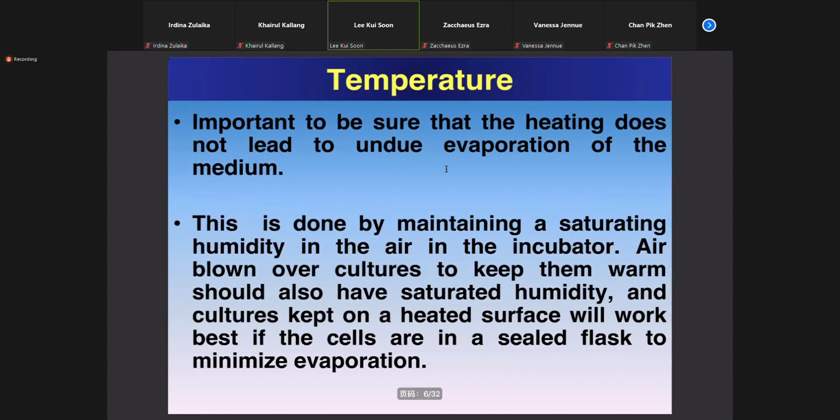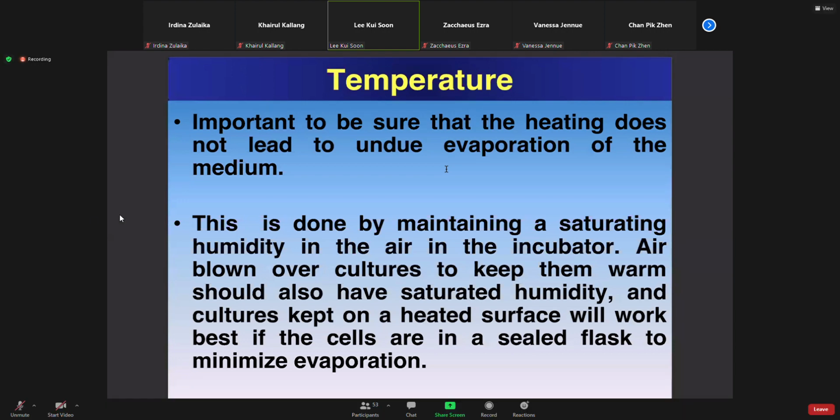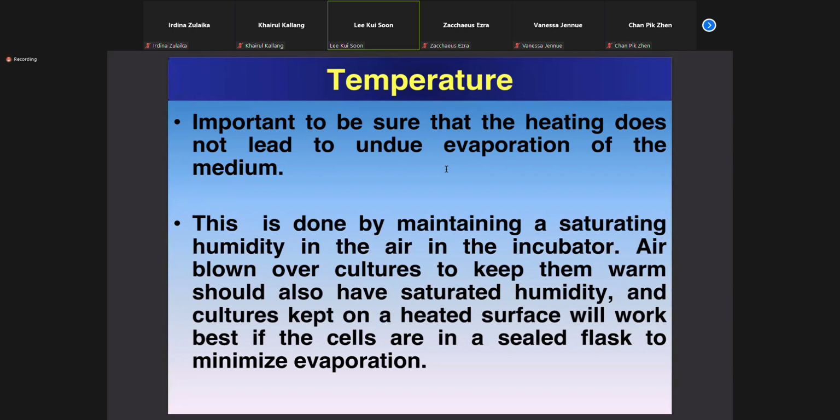Then it is important to be sure that the heating does not lead to undue evaporation of the media, as we said just now. So it is done by maintaining saturating humidity in the air in the incubator. So the air over the culture to keep it warm should also have saturated humidity, and the culture kept on the heated surface will work best if the cell is in a sealed flask to minimize the evaporation. Okay. Still remember how the humidity can slow down the evaporation process?